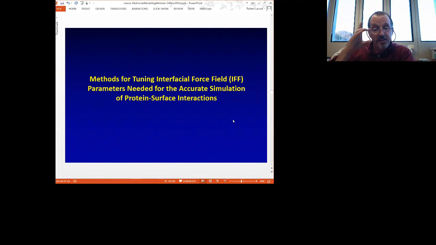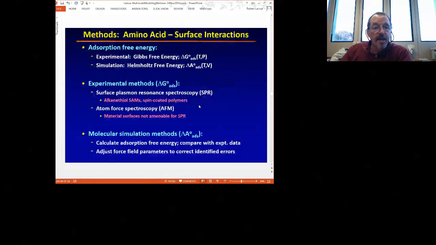Okay, so next I'm going to transition to show some of our results where we've been working on tuning the interfacial force field that we need for accurately simulating how proteins interact with surfaces. And this is work that we've been conducting essentially over the past 10 years to refine these methods and apply them. And so we're focusing on the amino acid surface interactions as really the fundamental unit in our system. And we use adsorption free energy as the key parameter that represents the binding affinity of amino acids for different types of functional groups on the surface.